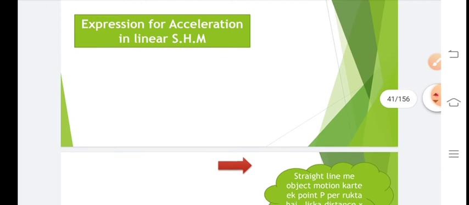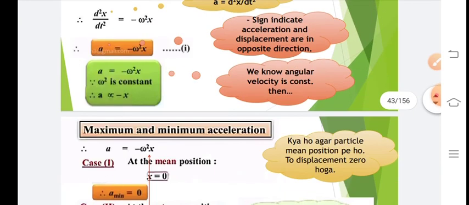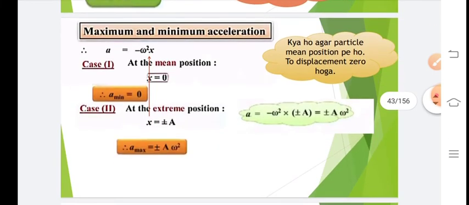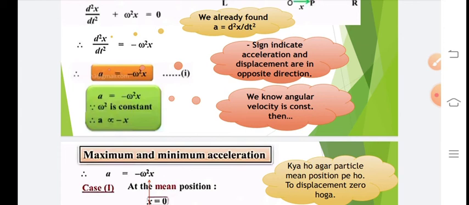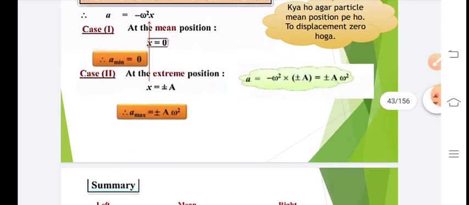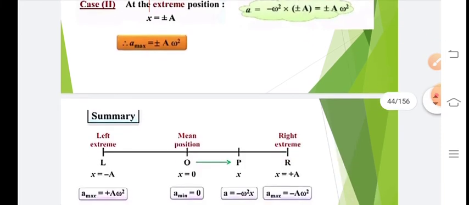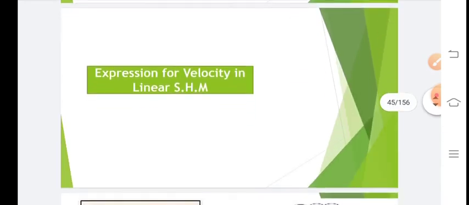Next is the expression for acceleration in simple harmonic motion. The acceleration a is equal to minus omega square x. So these are the two cases, at x is 0 and x is equal to plus or minus a. The acceleration is plus a omega square for the left extreme, and for the right extreme, a max is equal to minus a omega square.